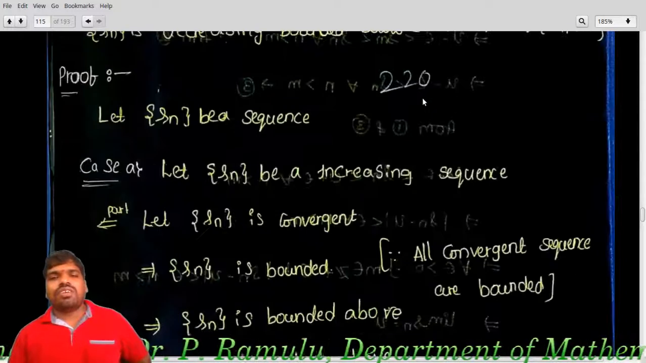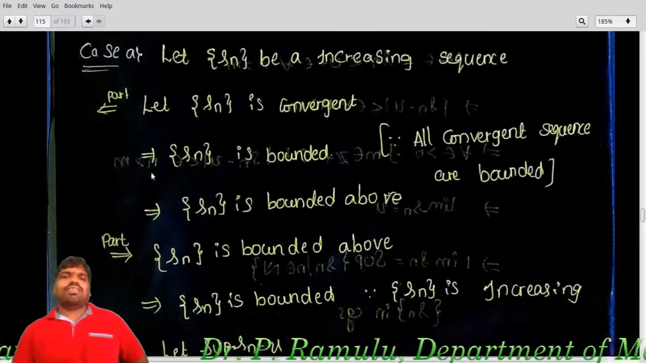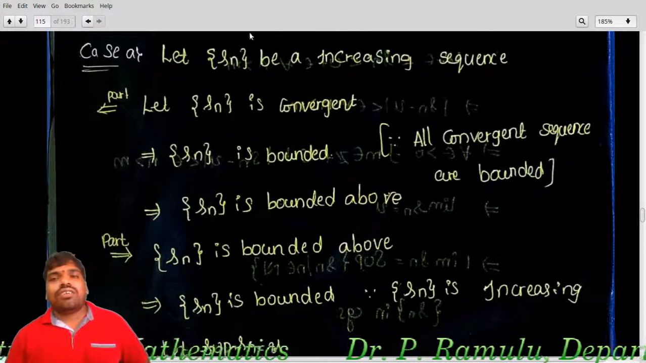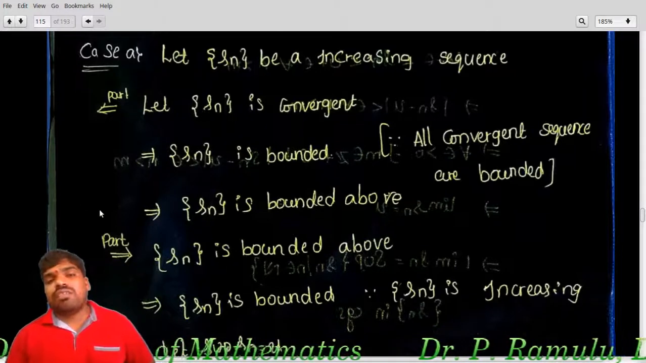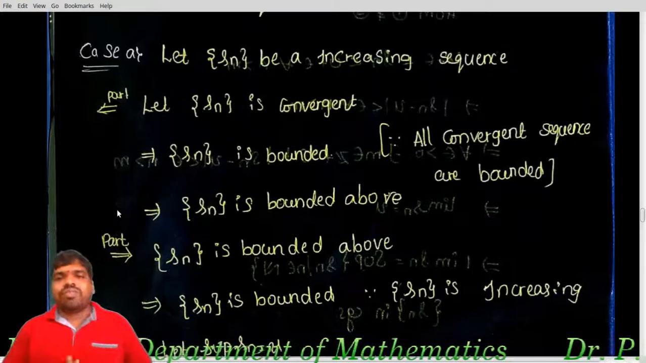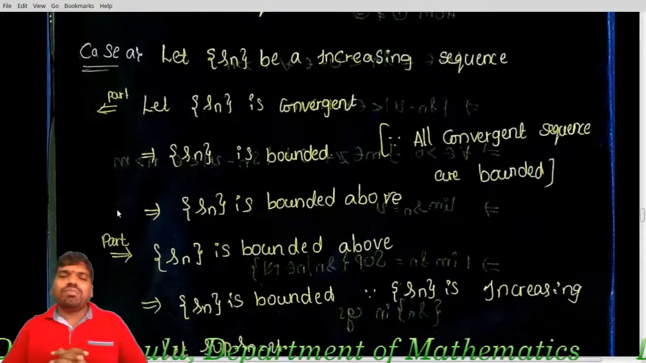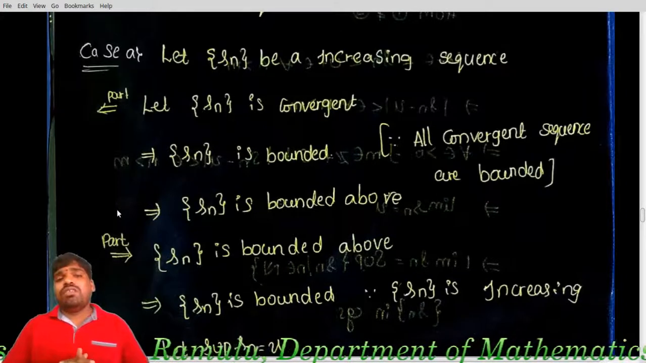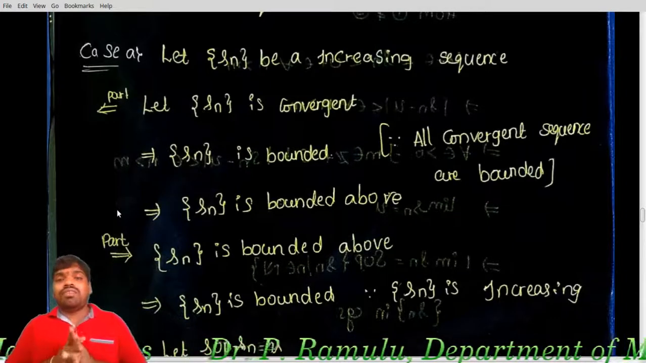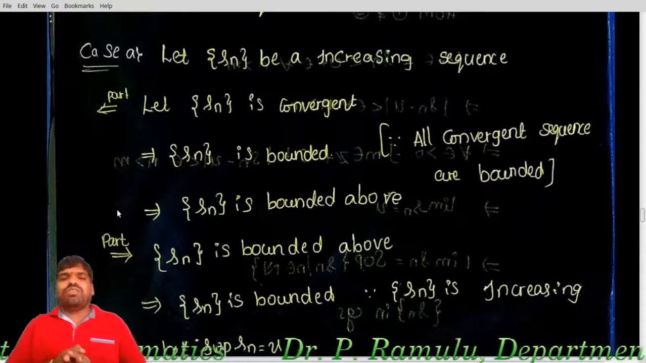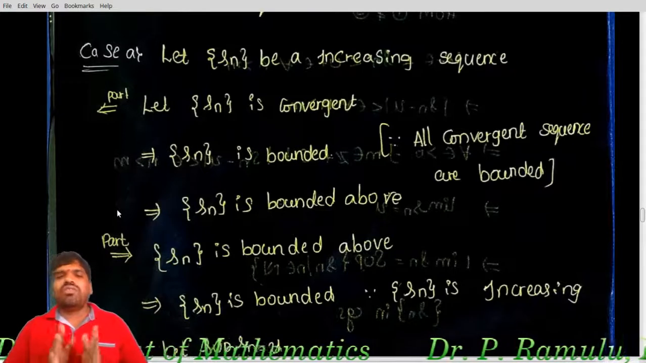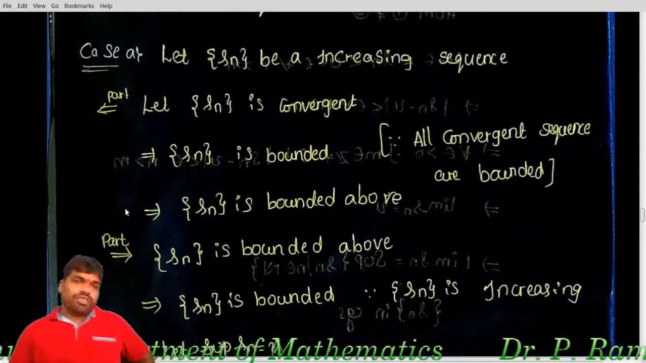Right. So first part, I am taking that Sn is increasing. Let Sn be an increasing sequence, and let Sn be convergent. Already we know that all convergent sequences are bounded. By the theorem we know this, which implies Sn is bounded. Bounded means it has a supremum, an infimum, a lower bound and an upper bound. That means Sn is a bounded above sequence, right? Our case is: let Sn be an increasing sequence, it is bounded above. I have shown that if Sn is convergent, then Sn is an increasing bounded above sequence. So this part is over, right?